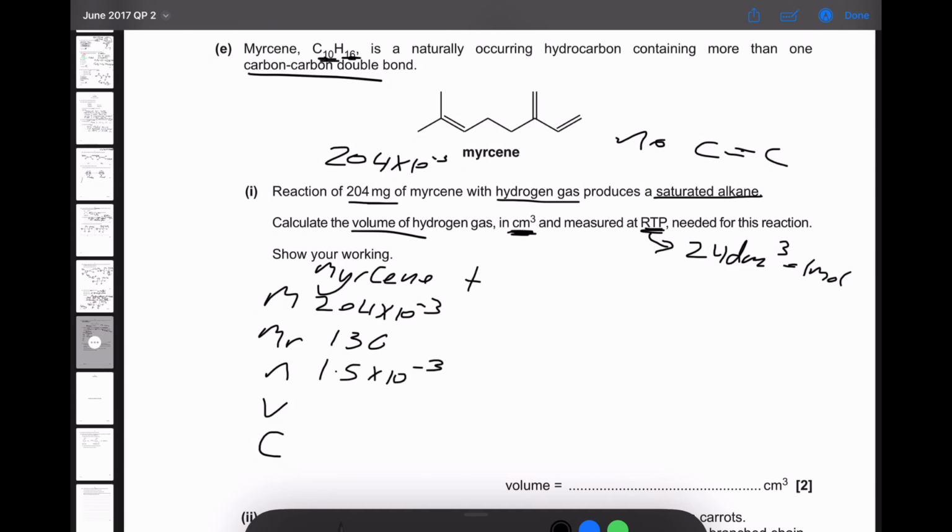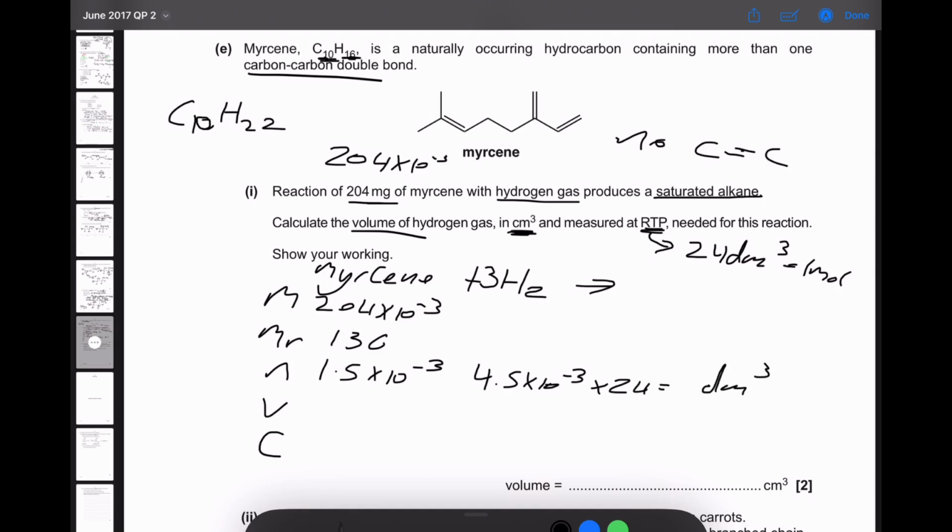So then we need to add some number of hydrogen gas molecules to create a saturated alkane. Well, everyone knows that a saturated alkane has the formula CnH2n plus 2, so in this case we're looking for C10H22. So what do we get when we subtract 16 from 22? Well, we get H6. So divide that by 2 because hydrogen's diatomic, and you get a 1 to 3 ratio. So that's 4.5 times 10 to the minus 3 because you times it by 3. Then you times that by 24. That gives you your volume in decimeters cubed.